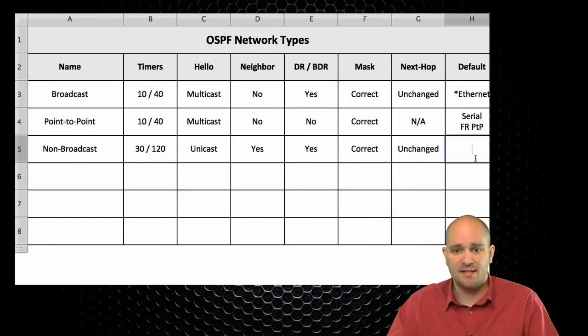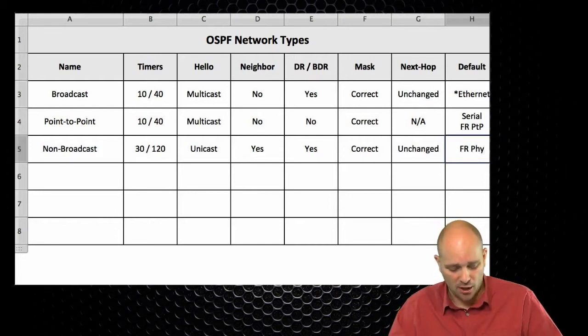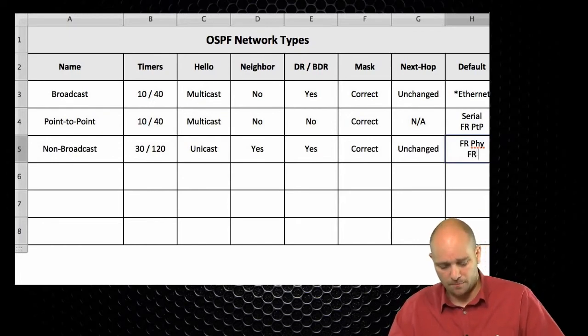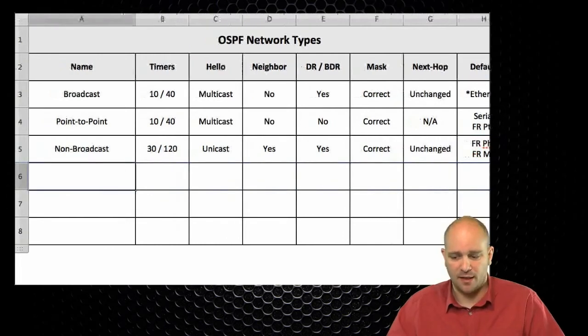Now, this is the default network type on frame relay physical interfaces. So if you are enabling OSPF on a physical interface, that means without sub-interfaces, and it's also default on frame relay multipoint sub-interfaces.